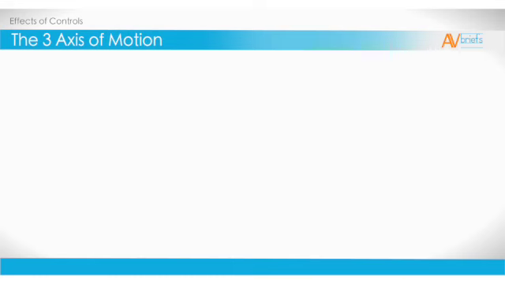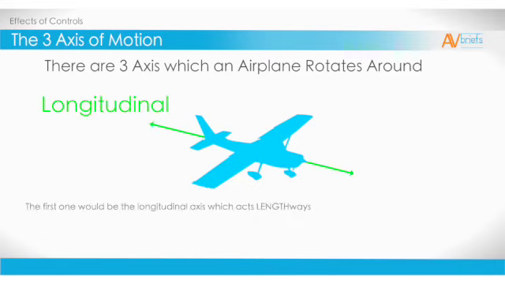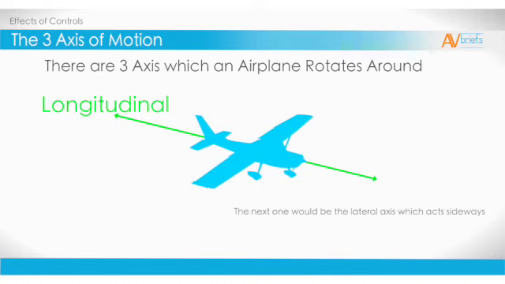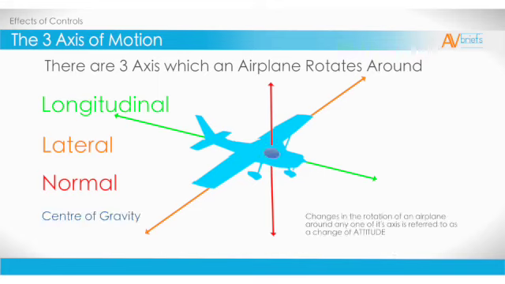Let's now discuss the axes around which an airplane rotates. It's these 3 axes that allow an airplane to achieve flight. The first one would be the longitudinal axis, which acts lengthways. The next one would be the lateral axis, which acts sideways. The third one would be the normal axis, which acts in the same direction as lift and weight. All of these axes operate around a point called the center of gravity. Changes in the rotation of an airplane around any one of its axes is referred to as a change of attitude.